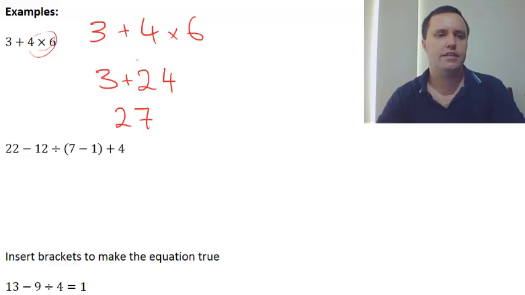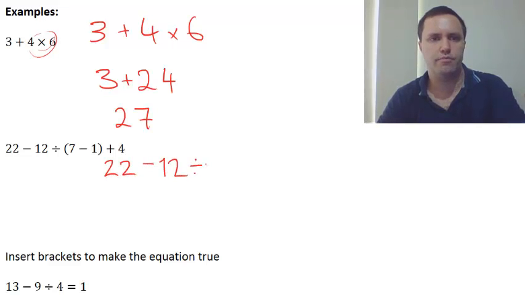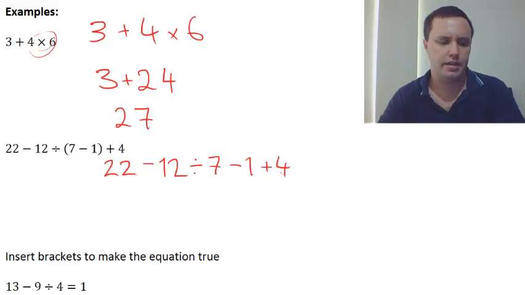Okay, let's have a look at this one here. So again, let's rewrite this so we can work down the page. 22 minus 12 divided by 7 minus 1 plus 4. Okay, so, nearly forgot my brackets there. That would have caused a bit of drama.